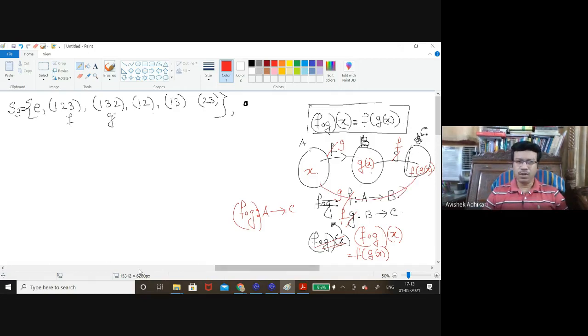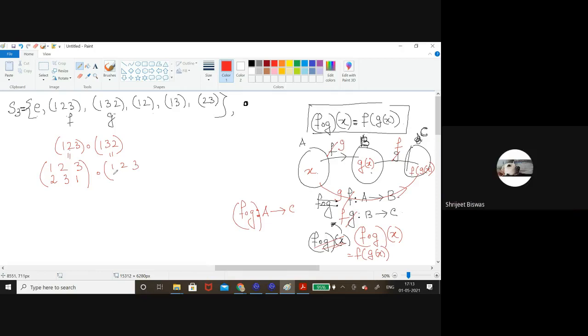Clear? Okay. So now, if I have these two elements, say F and G, (1 2 3) composition (1 3 2). The question is, how do I define this in a natural way? If I write it in full, it is like 1 goes to 2, 2 goes to 3, 3 goes to 1. So this is equivalent to this, and this is equivalent to this. Quickly tell me: 1 goes to 1, 2 goes to 3, 3 goes to 2. Very good.